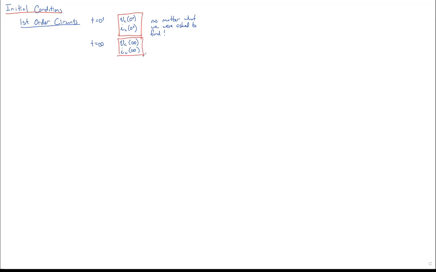And only as a very last step, after you solved for the voltage across the capacitor for all time, or the current through the inductor for all time, would you finally find what you're actually asked to find. That's different than in second order circuits.